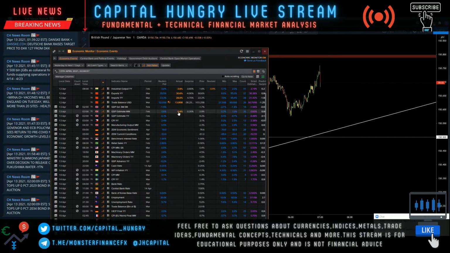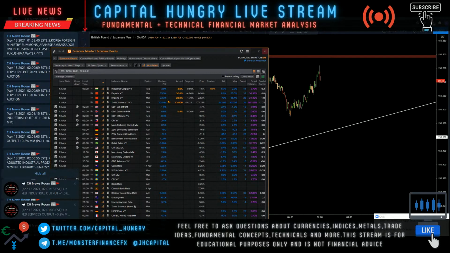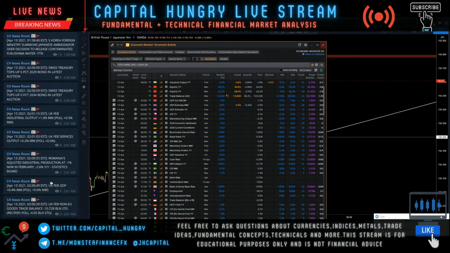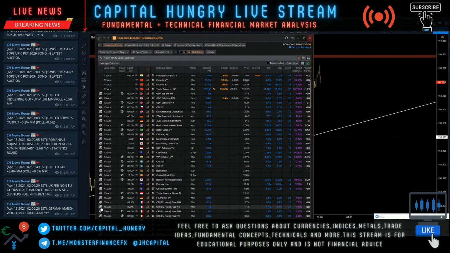It's not good. The first one, the monthly GDP, is not better than what was expected, but it is better than the previous. It's not terrible. I'm still waiting for these yearly and the 3-month figures here. Okay, the industrial output is good. The UK February industrial output is good. You guys can also see the headlines to the left, this data right here.